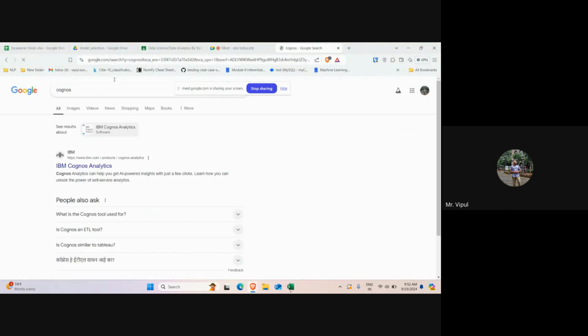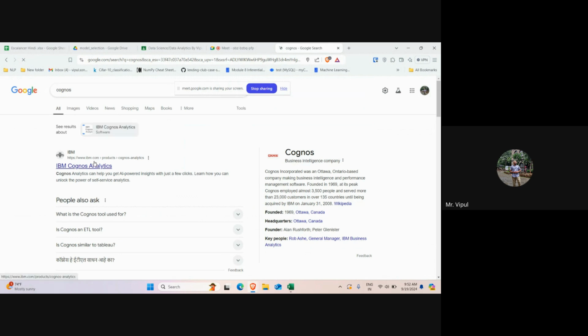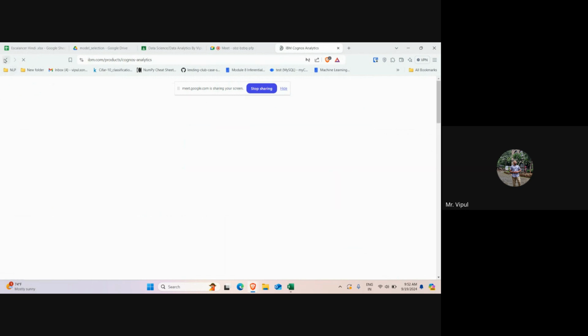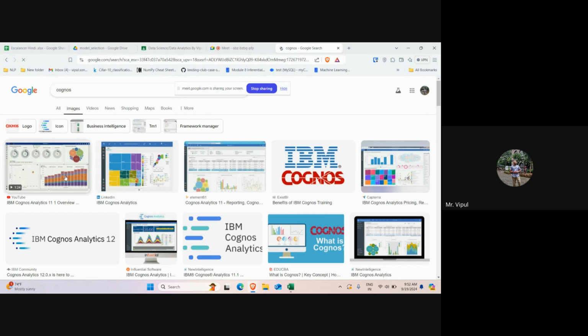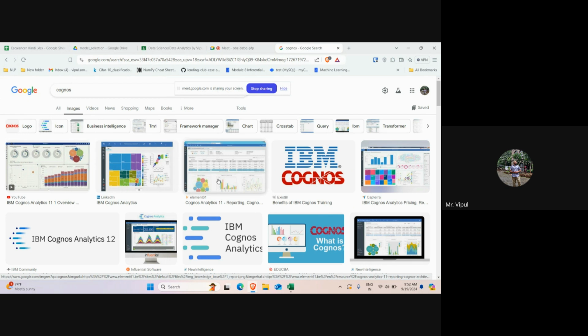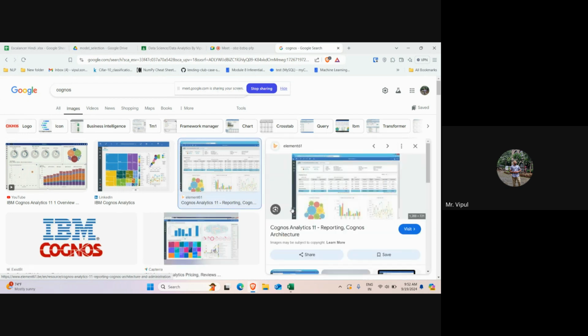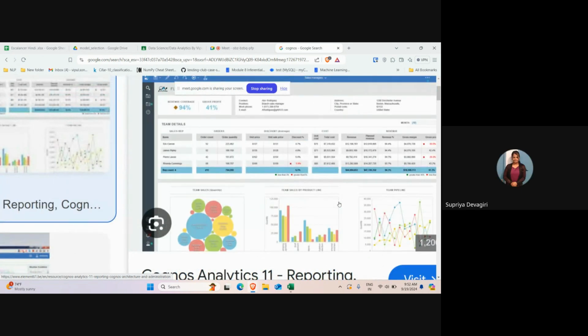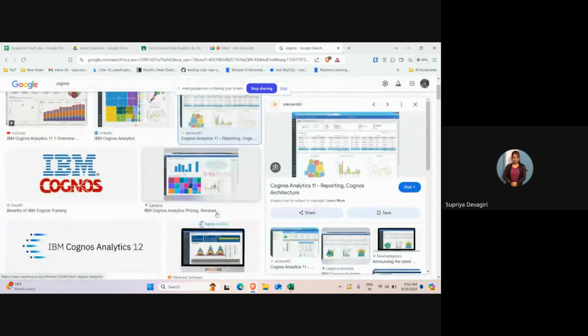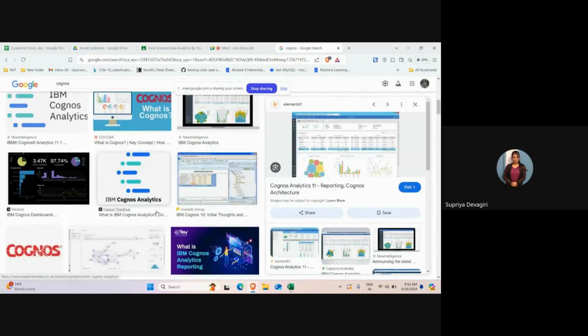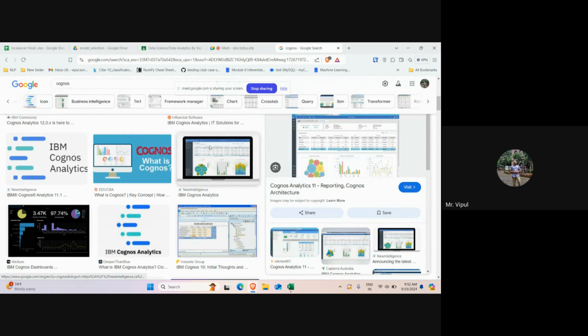It's not needed. IBM Cognos, you don't have to worry about it. IBM Cognos is used. It's something like your Tableau and Power BI, but nobody uses it widely. Earlier they used to explore this, but nowadays Power BI and Tableau are widely used. It's the same as your Tableau and Power BI.